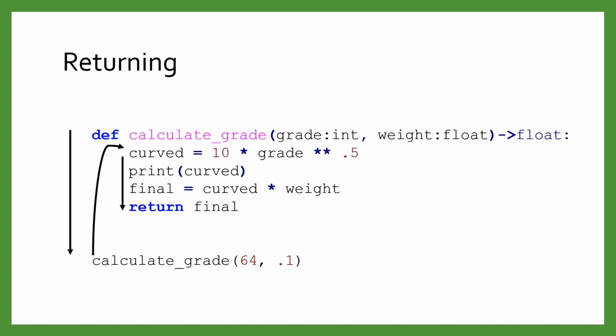When we want to use this result in the calling location, we need to return it. When we use a return statement, execution jumps back to where the function was called. The value returned is substituted in place of the function call.